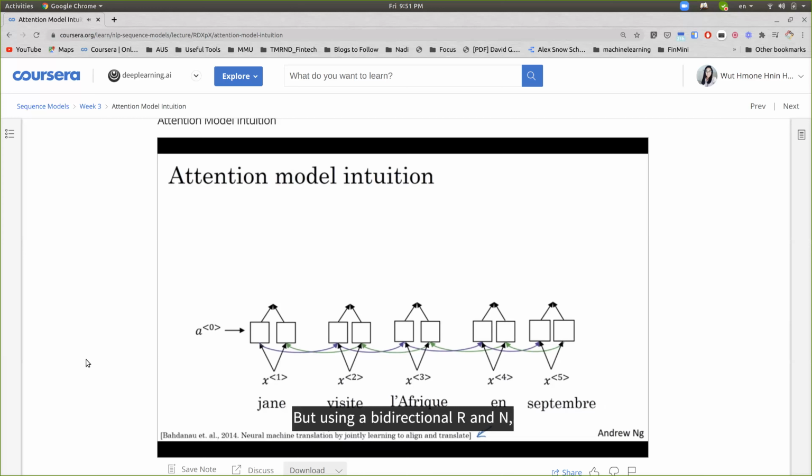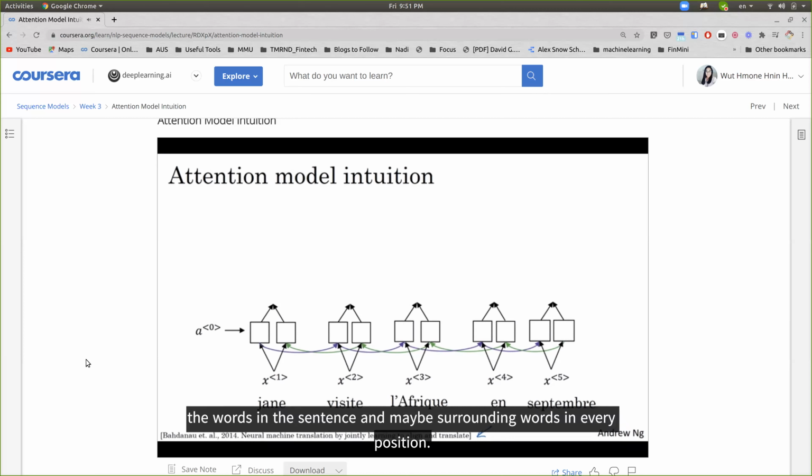But using a bidirectional RNN, what we've done is for each of the words, or really for each of the five positions in the sentence, you can compute a very rich set of features about the words in the sentence and maybe surrounding words in every position. Now, let's go ahead and generate the English translation.